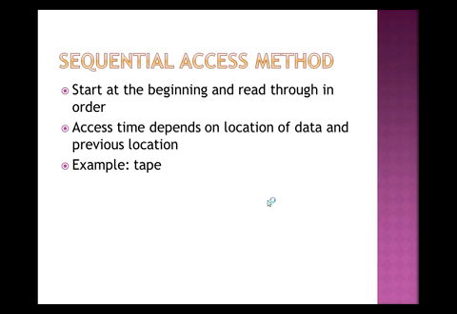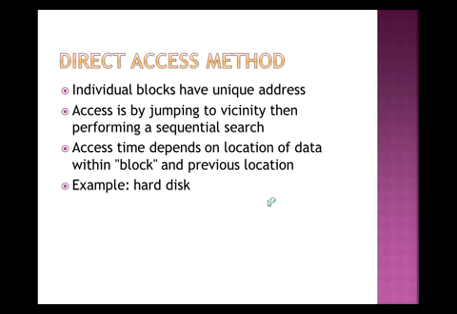The main thing is that the data is stored in a sequential way. So if I want to fetch the fifth record, then I have to go from the first to the fourth record. That is your sequential access method. The example is your magnetic tape.